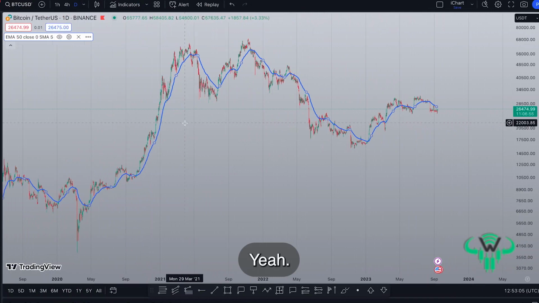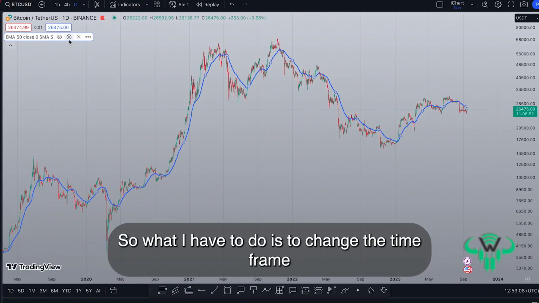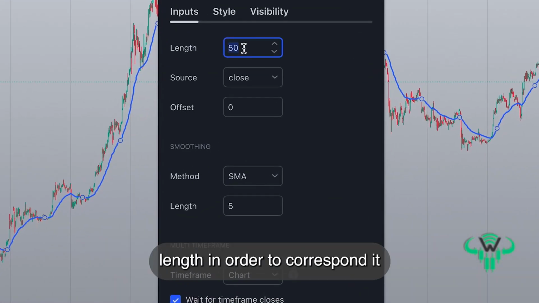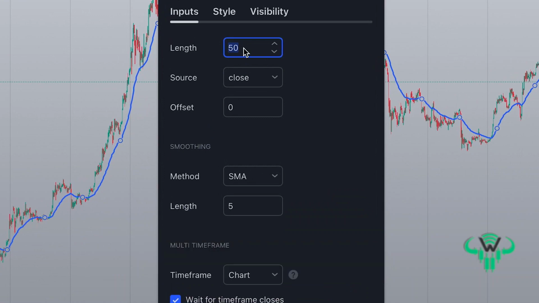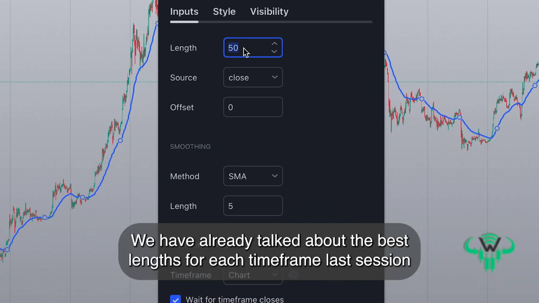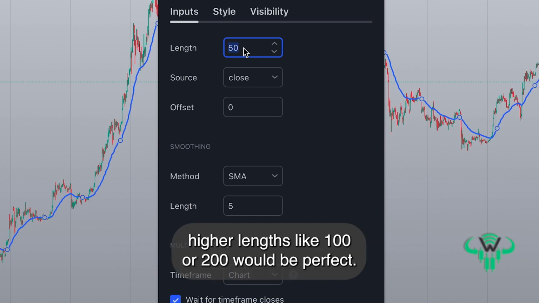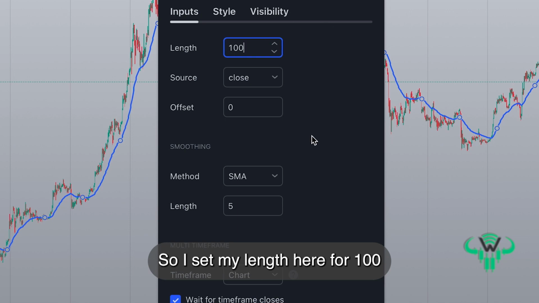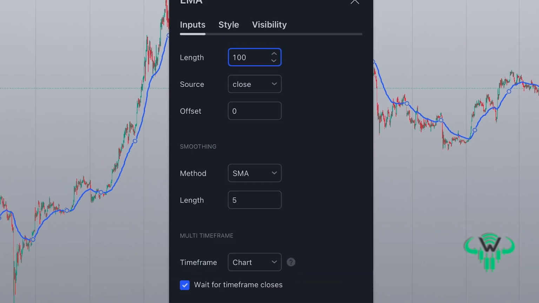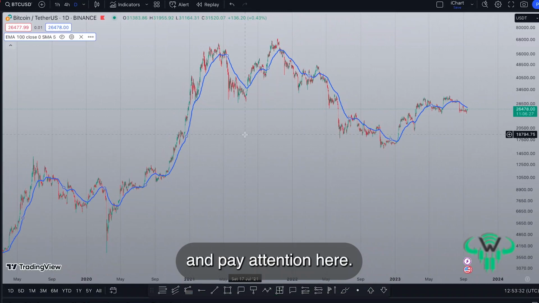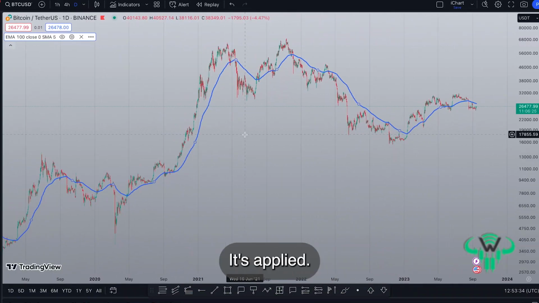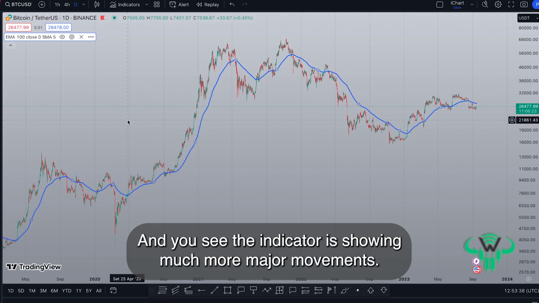So what I have to do is to change the length in order to correspond it with my time frame. We have already talked about the best lengths for each time frame last session, and we said that for daily or weekly times, higher lengths like 100 or 200 would be perfect. So I set my length here to 100, and pay attention here. It's applied, and you see the indicator is showing much more major movements.